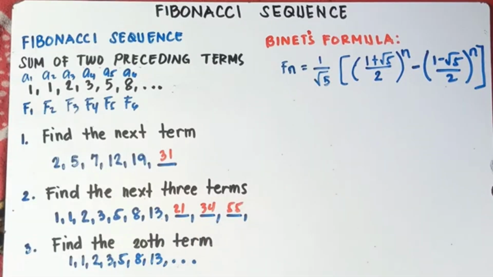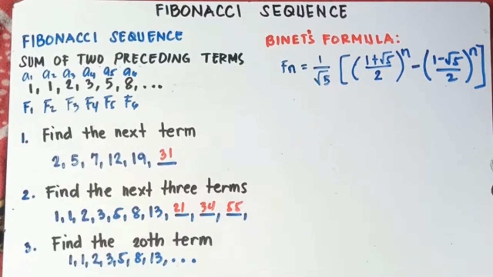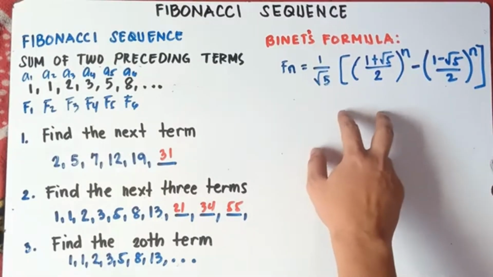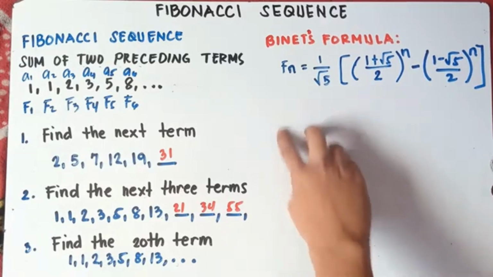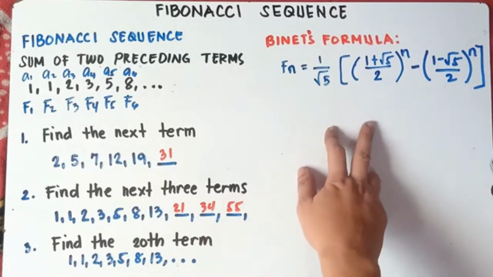Alright, so the next 3 terms would be 21, 34, and 55. What if we have an example like this? Once again, class, you can only apply Binet's formula if the given pattern is this one: 1, 1, 2, 3, 5, 8, 13, and so on. If you're looking for the 50th term with this pattern, you can apply Binet's formula.